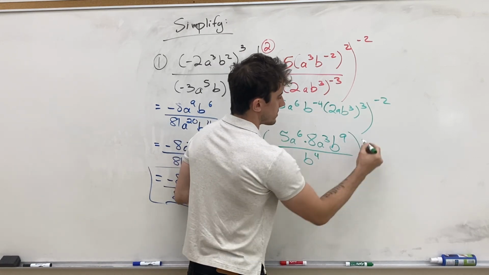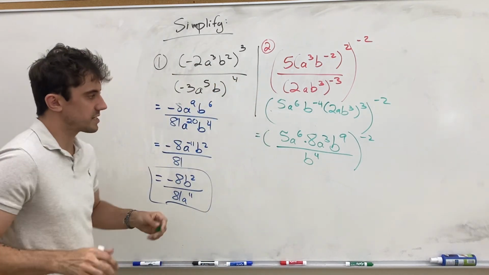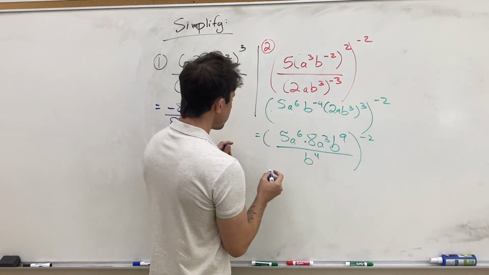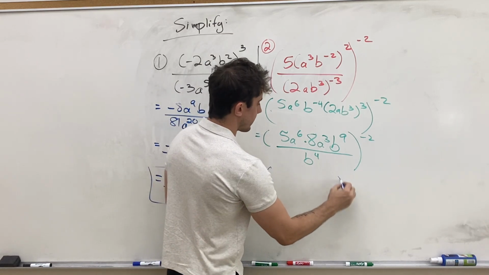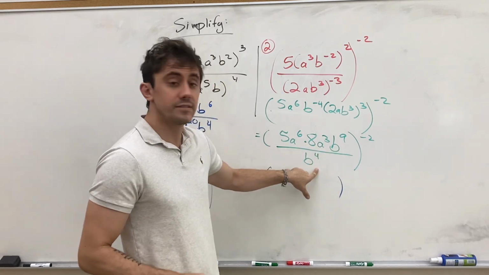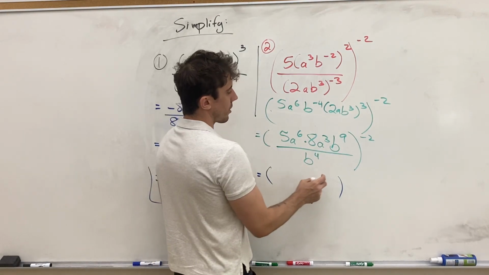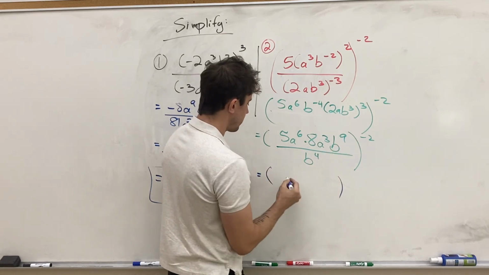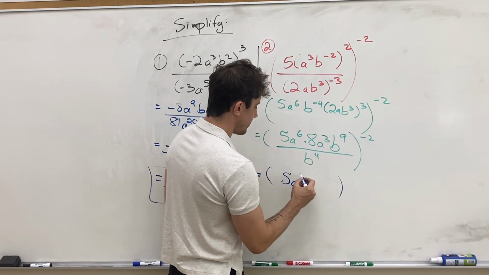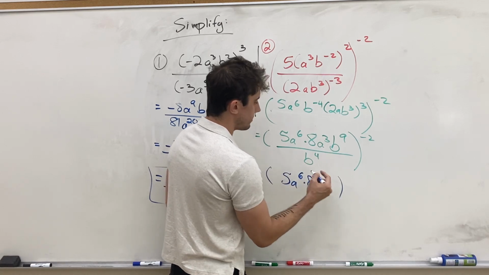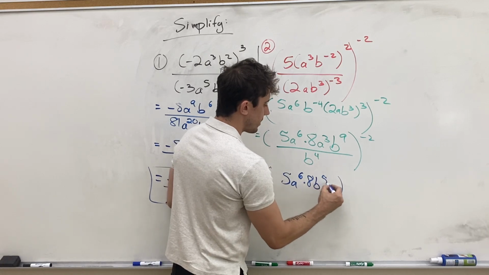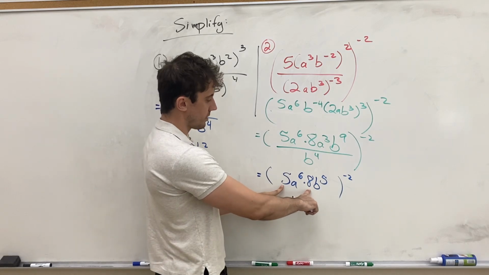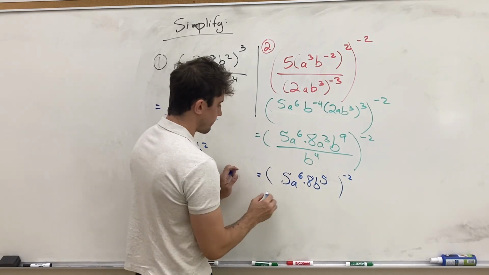And now this is still all affected by the exponent of -2 all the way outside. And so we can keep going. Now, again, I'm always working inside out. We can simplify the b base inside the brackets. We have a b to the 9 divided by b to the 4. When we divide by the same base, we subtract exponents. So we get 5a to the 6 times 8b to the 5, all raised to the power of -2. Right, now we can multiply our coefficients here. So that's 5 times 8 is 40.